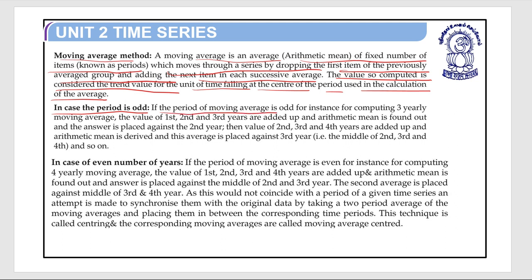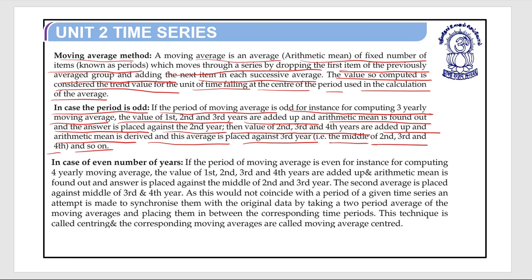If the period of moving average is odd, for instance, for computing a 3 yearly moving average, the values of first, second and third years are added up. An arithmetic mean is found out and the answer is placed against the second year. Then values of second, third and fourth years are added up and the arithmetic mean is derived, and this average is placed against the third year, the middle of second, third and fourth, and so on.